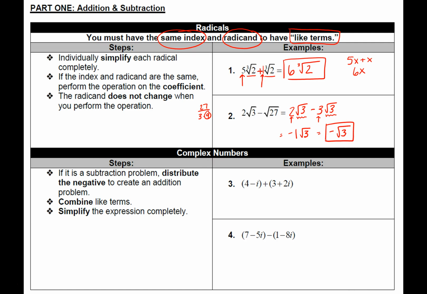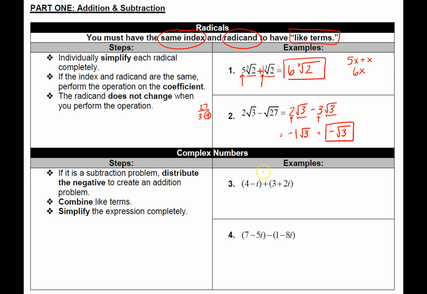Now, we are going to follow a little bit different of a process with complex numbers when we add and subtract, but this will probably be a little bit more what you're used to with variables, because a lot of the time, imaginary numbers, the i, it acts just like a variable. There are a couple exceptions to that, but we'll get into that with multiplication later. So if the problem is a subtraction problem, we're going to distribute the negative to create addition, and then we're going to add, combining like terms, simplifying as we can.